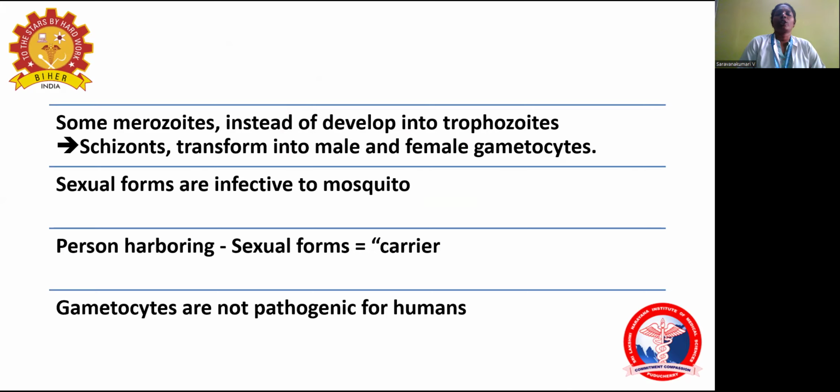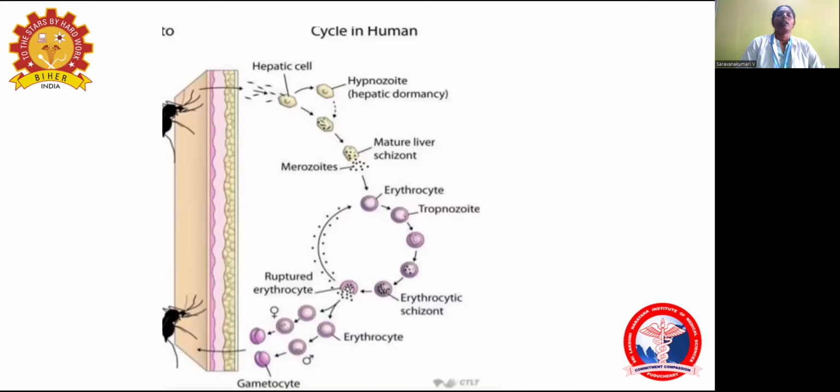Some merozoites, instead of developing into trophozoites and schizonts, may transform into male and female gametocytes, which are the sexual forms of the malaria parasite, infective to the mosquitoes. The person who is harboring these is called a carrier. Usually, these gametocytes are not pathogenic for humans. Now, this is the entire asexual reproductive cycle.